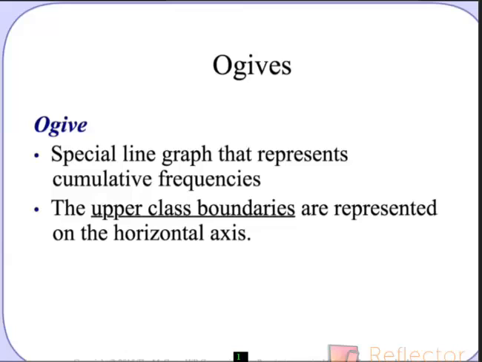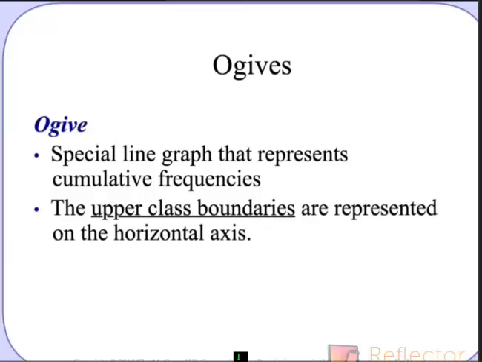One other type of graph that we're going to look at is the ogive. Kind of looks like ogive. It's an ogive. It is still a special line graph, but instead of using frequencies, this one's going to use the cumulative frequencies. And we're going to use the upper class boundaries along the x-axis.